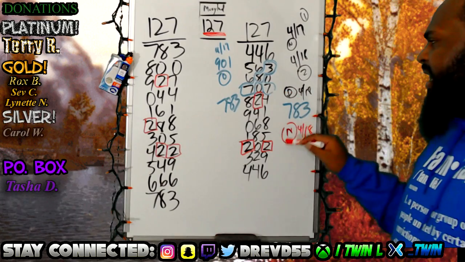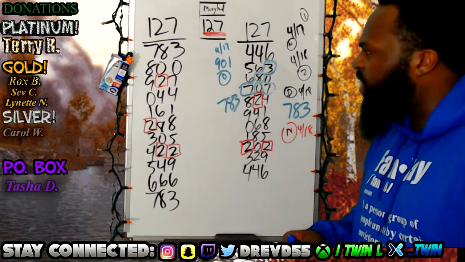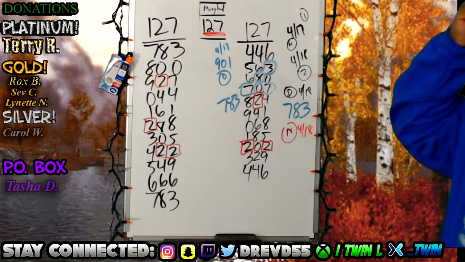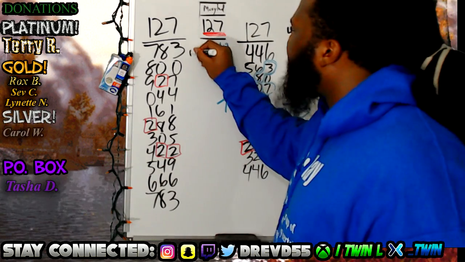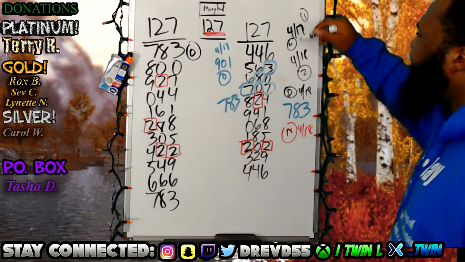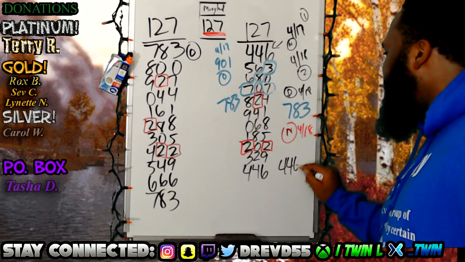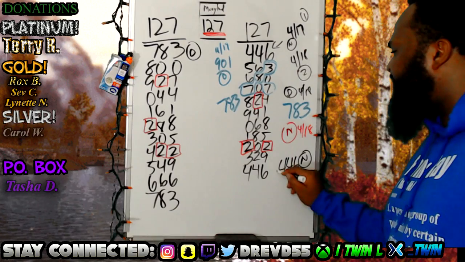Now, I seen, as far as with this right here, I wanted to use another color. Let me just use black again. 783, that was the daytime, right? Now, if you look at the previous nighttime number, what was it? 446. 446 was the previous night, right? That's a hit sum of what?